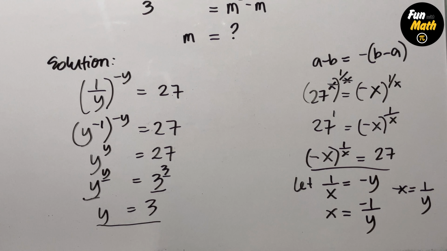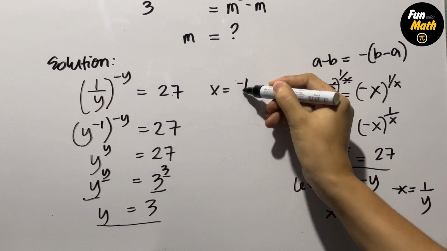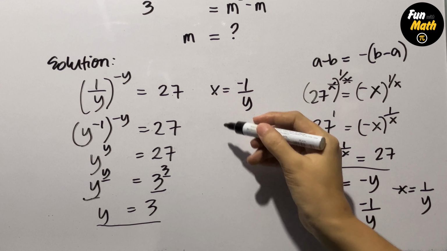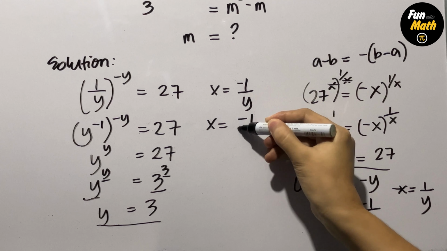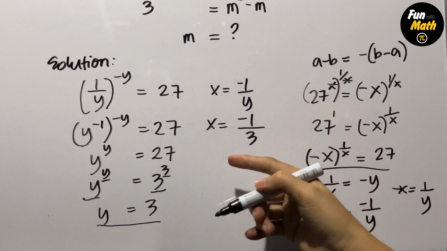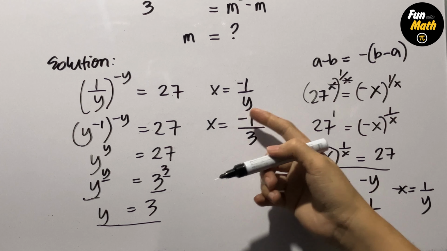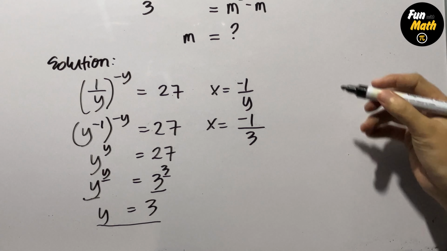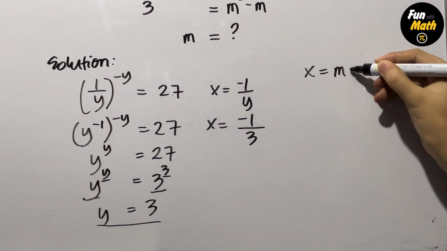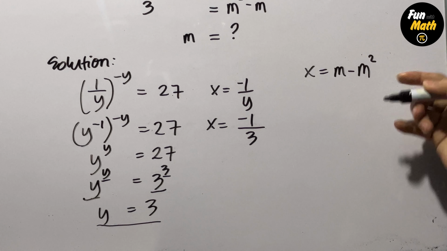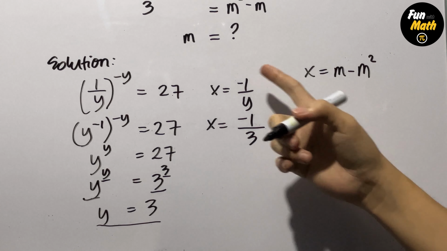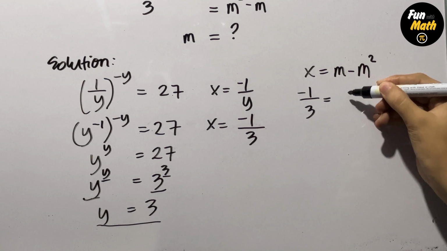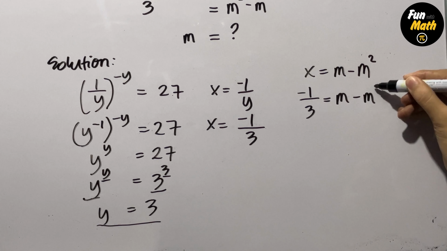Now let's recall that x is equal to negative 1 over y. So we can use this to get the value of x. So x is equal to negative 1 over positive 3. Therefore, x is equal to negative 1 over 3. And now, let's recall also that earlier, we let x be equal to m minus m squared. And we can use this to get the value of m. So x, that is negative 1 over 3, equals m minus m squared.